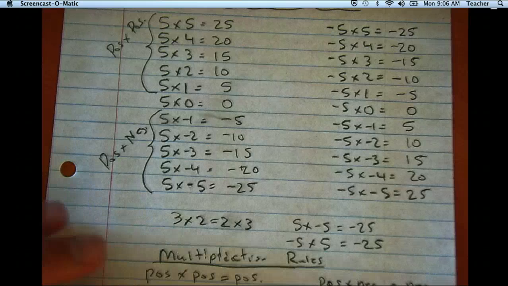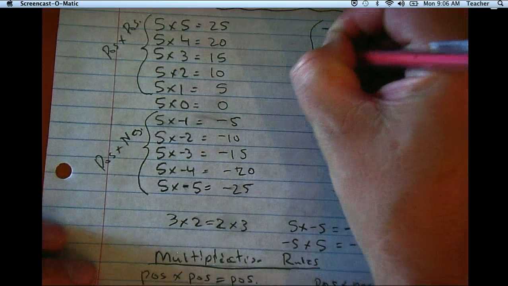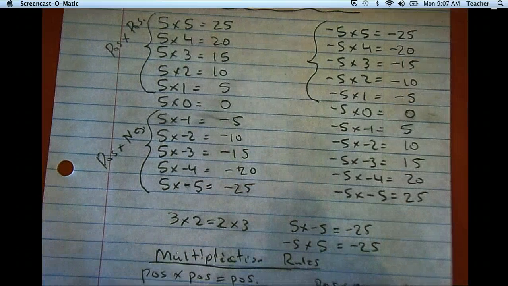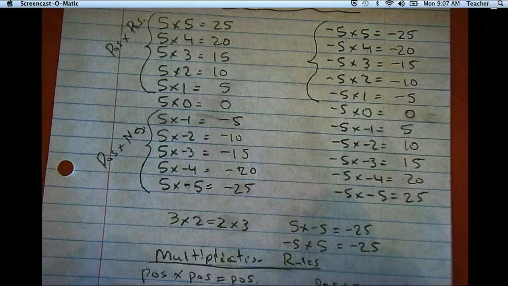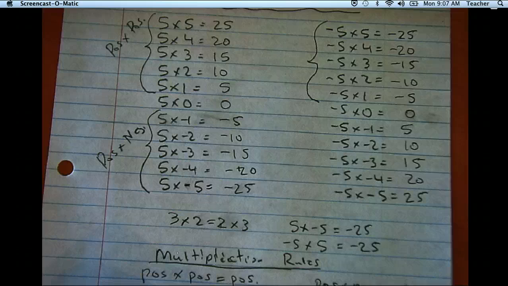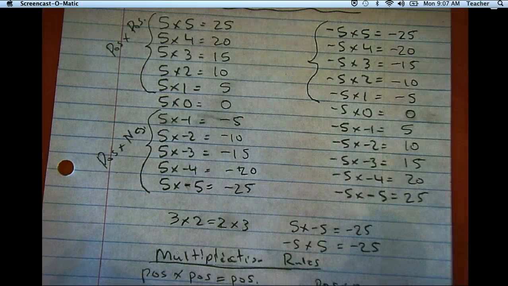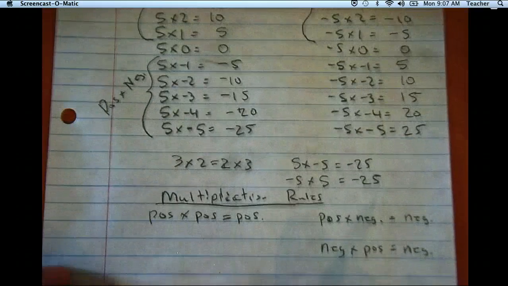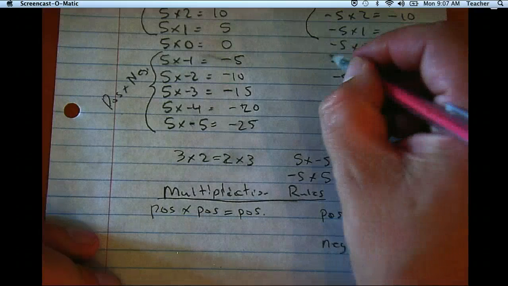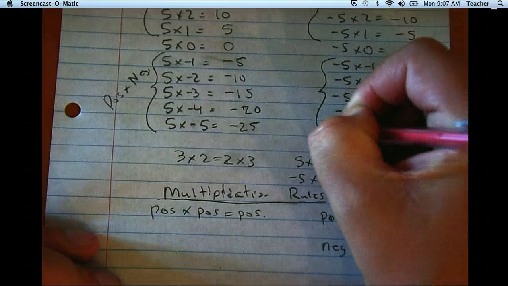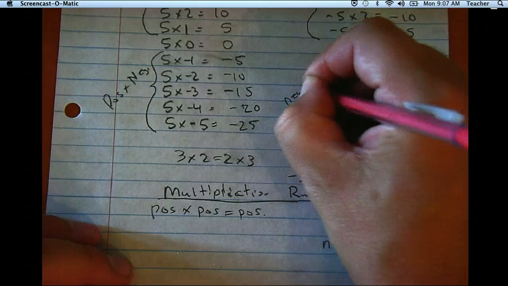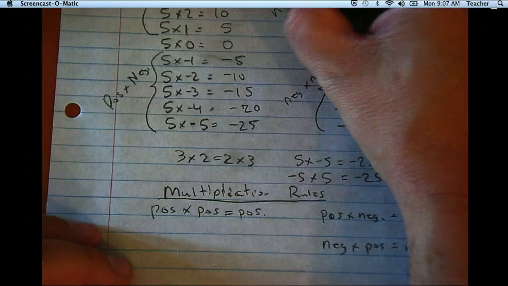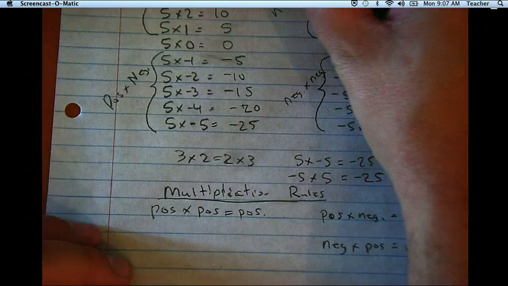On the other side, I have some that are negative times a positive, and all my answers for these are all negative. And then I also have a set of numbers that are negative times a negative. These were negative times a positive, those there.